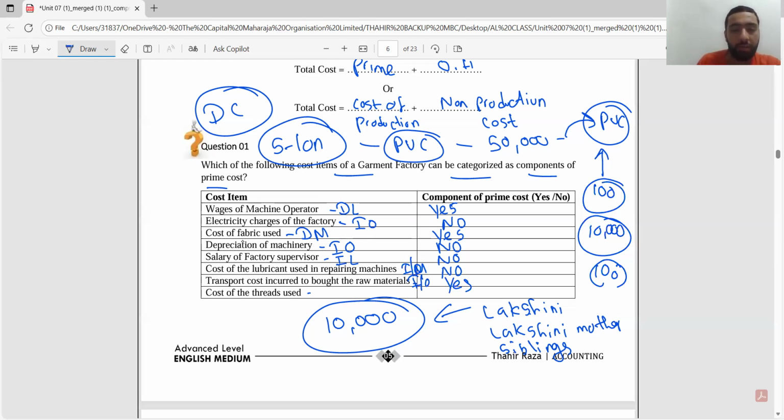Right. Cost of threads used. Now Ziana is wearing a frock. Okay. Can we see how much thread went into the frock? Yes, this is a direct material. So this is yes. Right. So see how easy this is. Right. Okay. So let's move on.